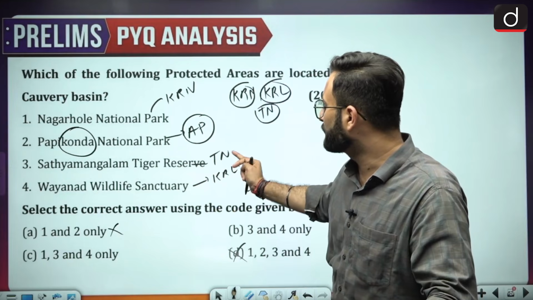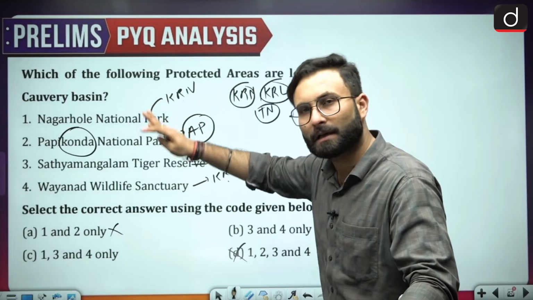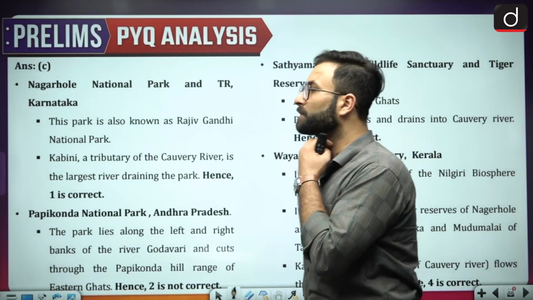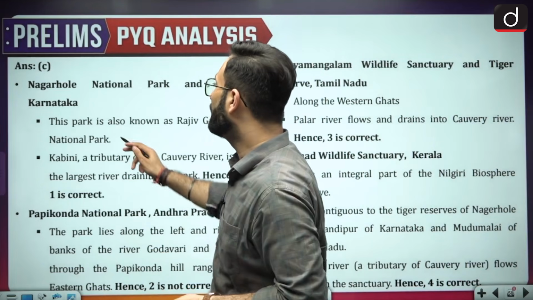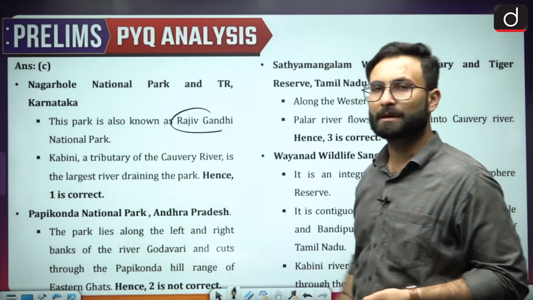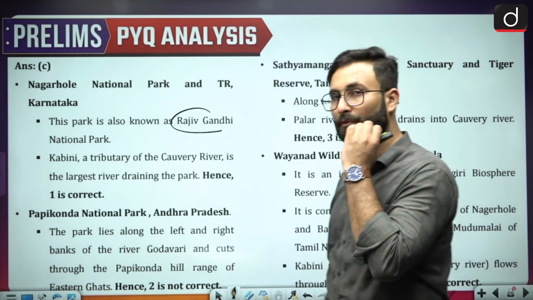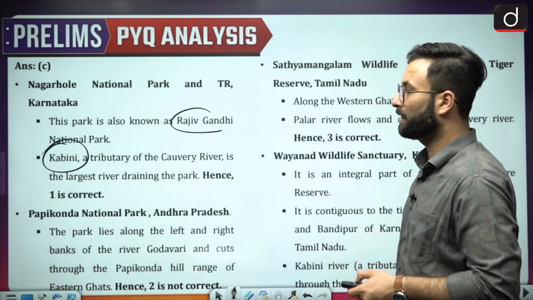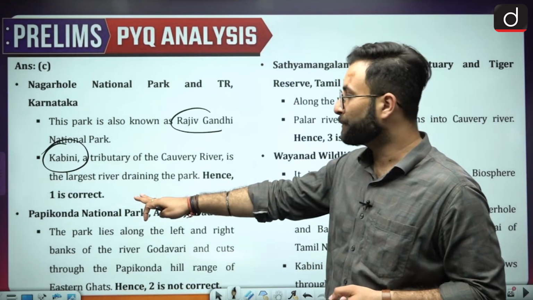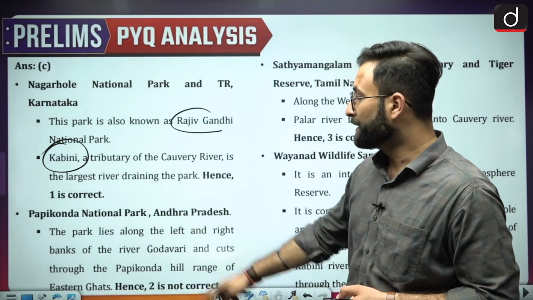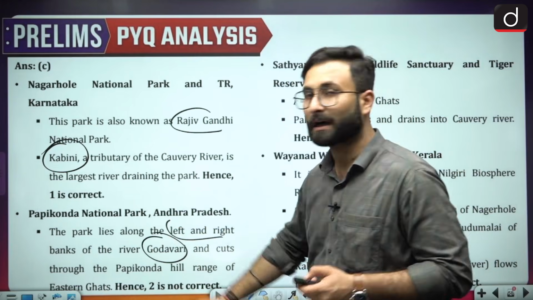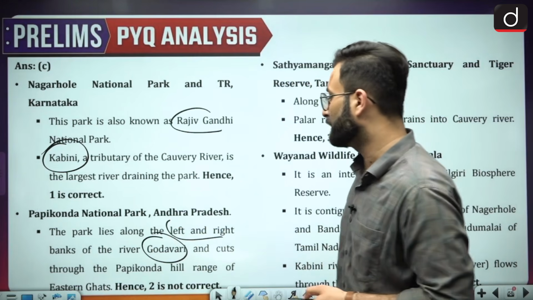Tamil Nadu, Kerala and Karnataka are part of your basin only. Here Nagarhole, if we talk about it, is a national park as well as a tiger reserve, also known as the Rajiv Gandhi National Park. Here Kabini is a tributary of the Kaveri river. You should remember the name Kabini, which goes through this particular park. Then coming to the next one, Papikonda, that is there in Andhra Pradesh. The park lies along the left and right bank of the Godavari river and not the Kaveri river. So that is why you should remember this one as well.